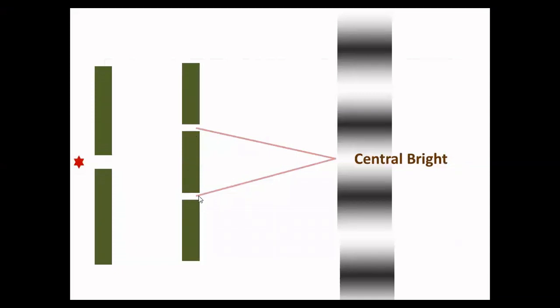But both these sources are coming from the same parent source, so they must be identical. That means their amplitude must be same, frequency must be same, and wavelength must be same, because they are generated from the same parent source.